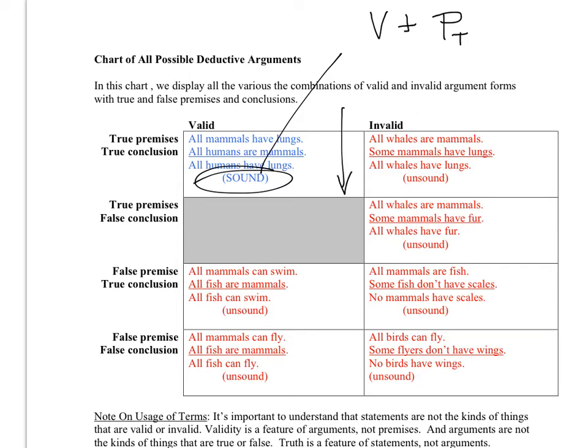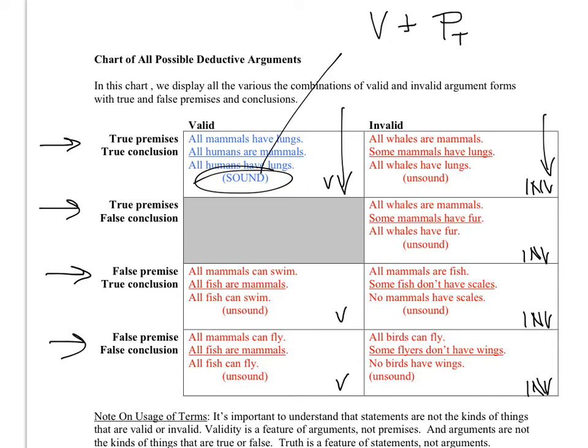Going down is all the different kinds of valid arguments. So these are all valid. On the other side, we have these invalid arguments. And then, as you'll notice, on the sides are all different ways we can have true and false premises. And all the ways in which we can combine true and false premises with valid or invalid argument structures is represented on this chart.